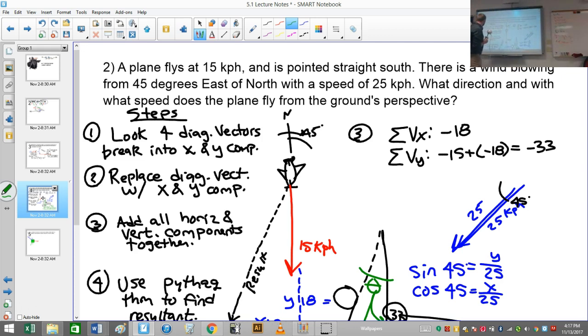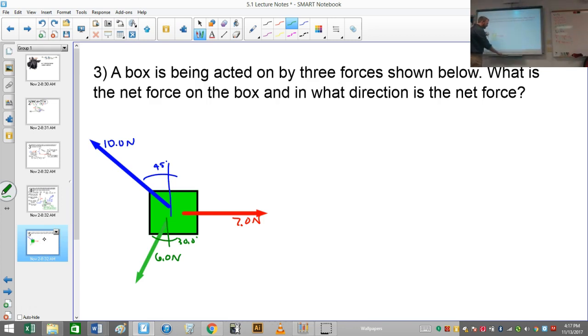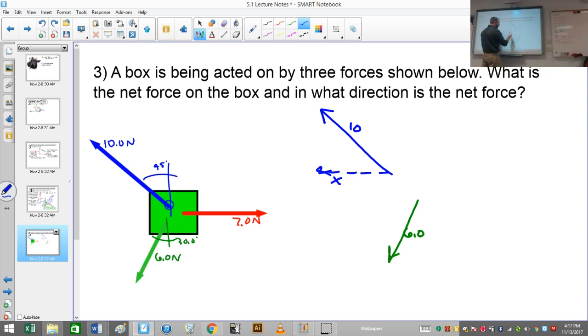Let me take these same exact steps over to my very last problem. Step 1, look for diagonal vectors. I've got a couple of them in this case. There's a box being acted on by 3 forces. What is the net force? And in what direction is the net force? Here's my vector. One of them that's diagonal. Here's another one that's diagonal. I'm just going to copy them over here. And what I need to do, I need to find the x and the y components of each of these.